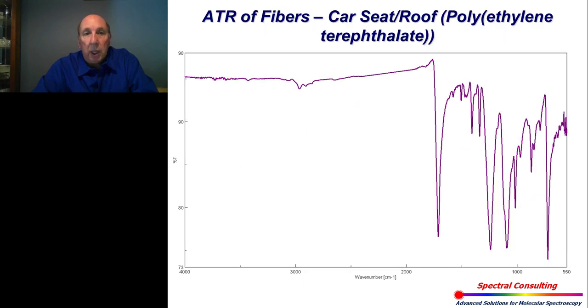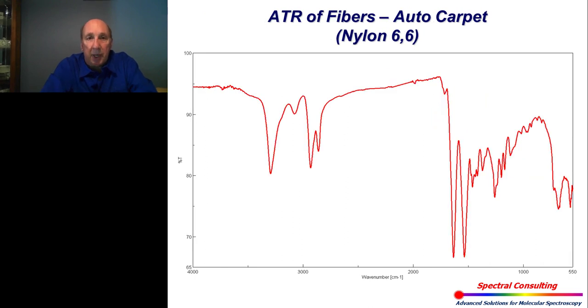Like this one, where we took some polyethylene terephthalate fibers from a vehicle, and we collected the spectrum using the diamond accessory. And we got a very nice clean spectrum of those fibers. Another example is nylon fibers. And this is the carpet from the same auto. And again, we just take a few fibers, place it onto the ATR accessories, put the clamp down to make sure that there's nice high pressure of the sample surface against the crystal surface, and we get a good spectrum.